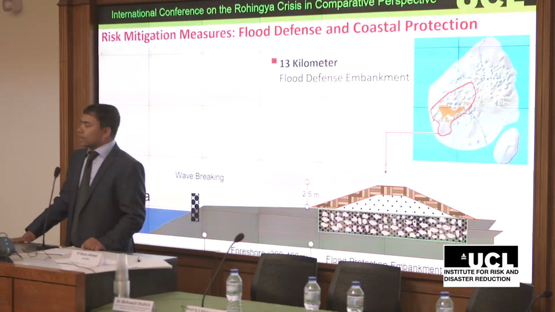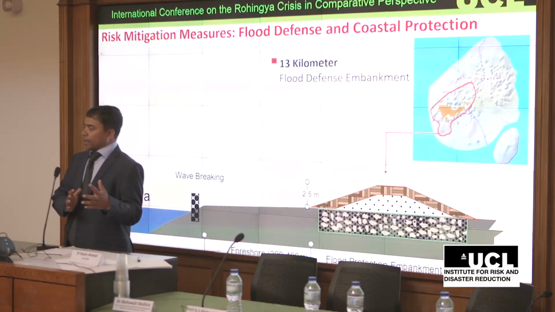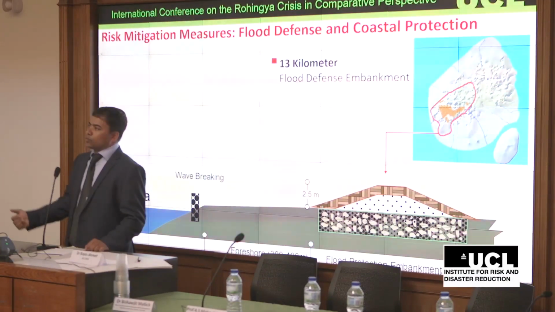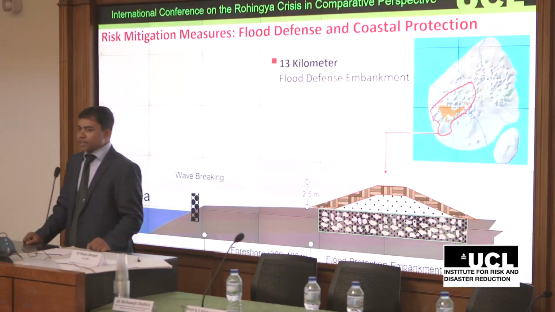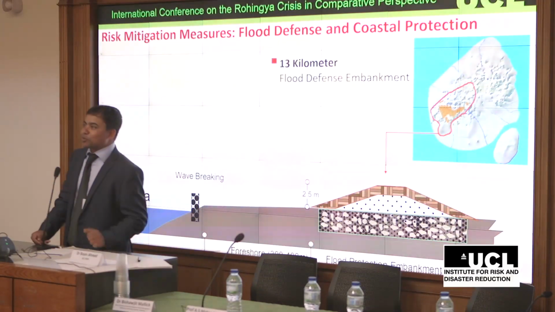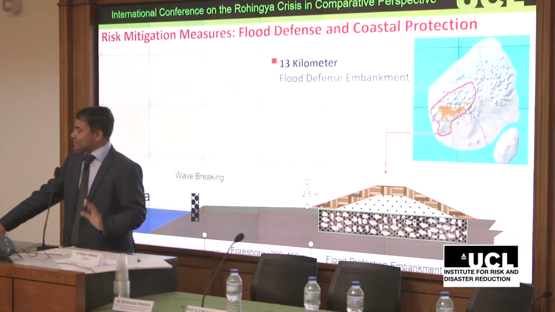So the mitigation measure in the proposed project is that they are planning to have a 13 kilometer embankment surrounding the camp. They propose a 2.5 meter high embankment, and they have a wave breaking, like a surge breaking wall, at the beginning. And after the foreshore there is a flood protection embankment. As Professor Islam mentioned, if we don't design it properly, that could be a failure. So in the image it looks good, right? But we have to design it nicely so that it can really work.